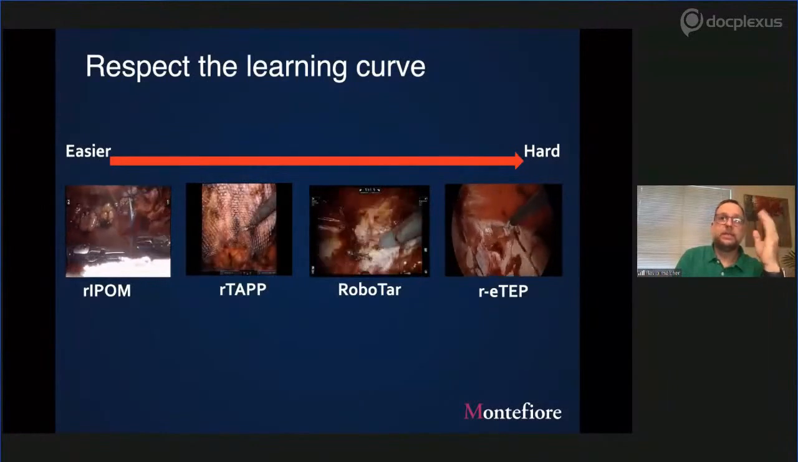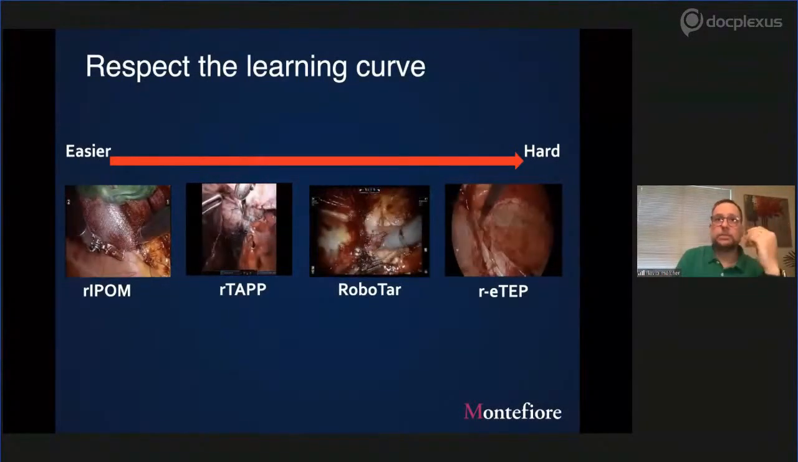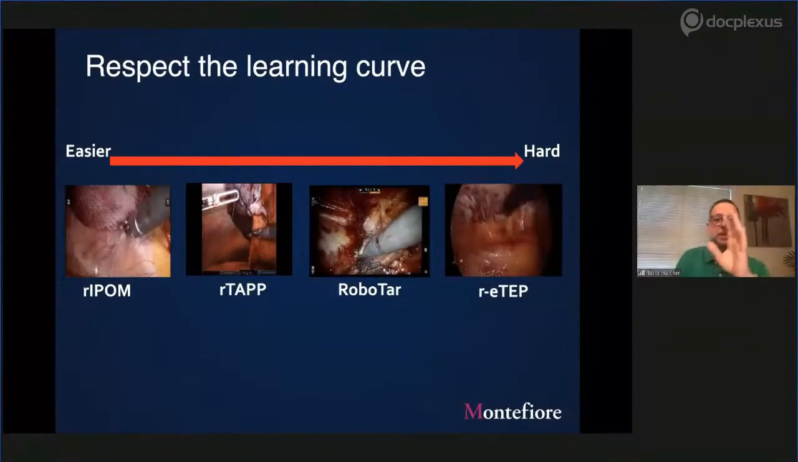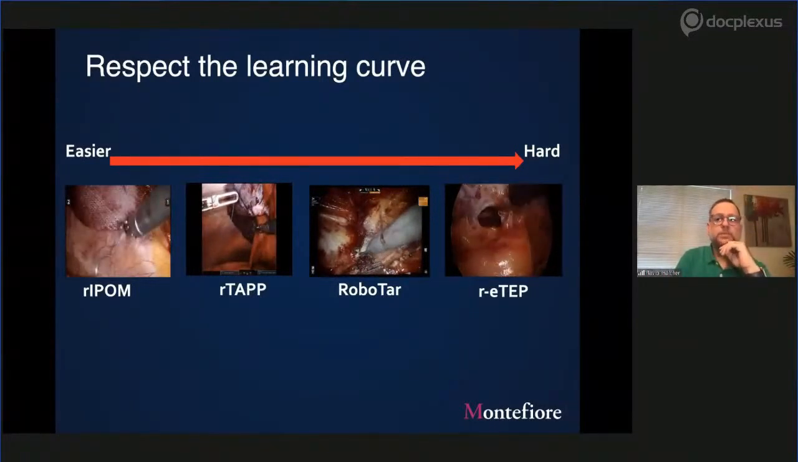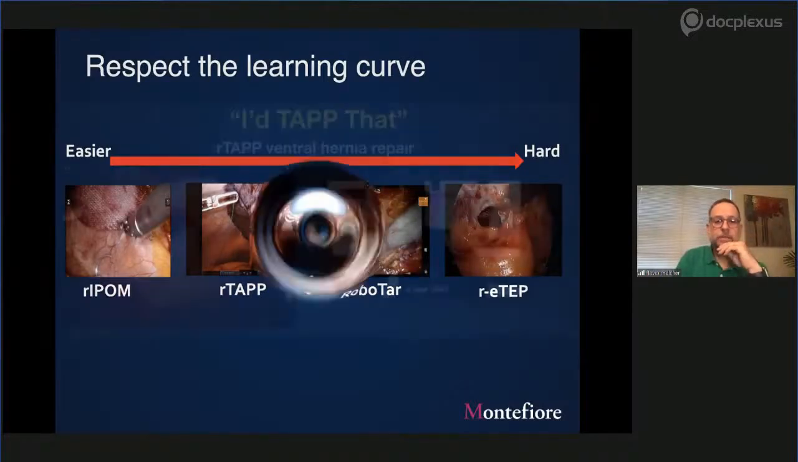I think the easiest will be IPOM, the hardest will be the extraperitoneal approach. TAP, ventral TAP is in the middle of this, but it's really feasible and cheap. For those of us who come from not rich countries, it is a good and very attractive approach.